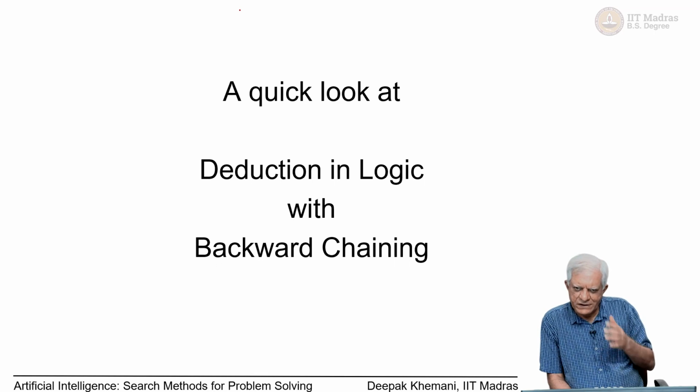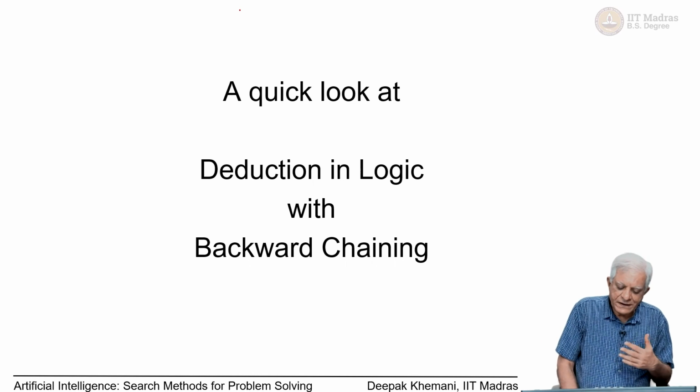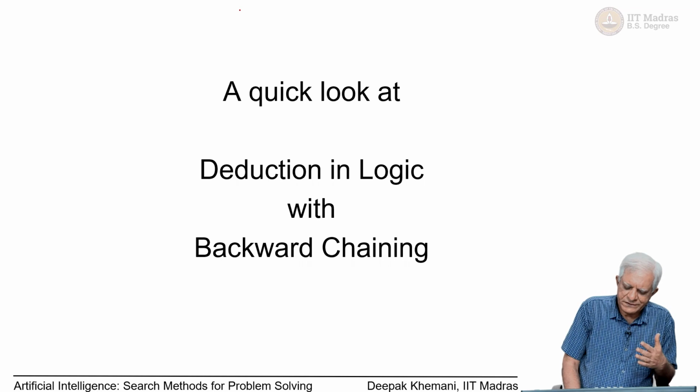There is a third alternative, which is called the resolution refutation method, but we do not have time to look at that. So, when we come back, we will look at deduction with backward chaining and see its connection with AND OR graphs.